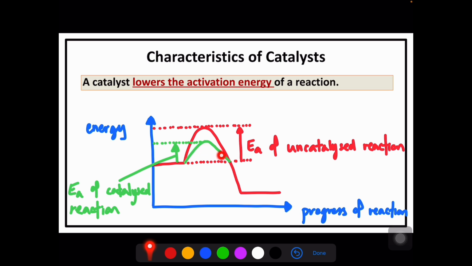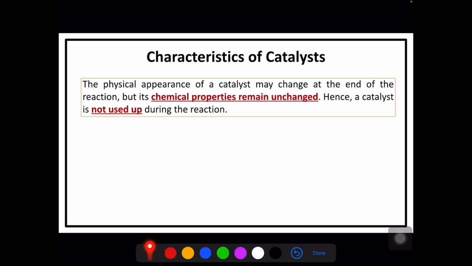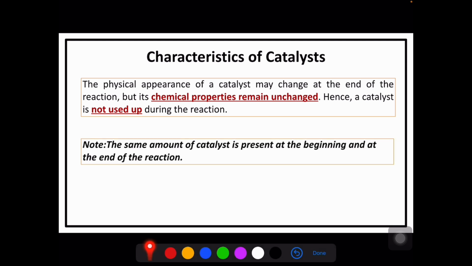So you look at the green line now, because the activation energy is actually lower in terms of the amount, it helps the reaction to progress much faster, and then the frequency of effective collision will go up. Likewise, the rate of reaction will increase. Right? So do take note that although the catalyst may look different, like just now in the example, you might see that the powder has changed, but actually all the chemical properties remain unchanged. So therefore, you can always reuse the catalyst.